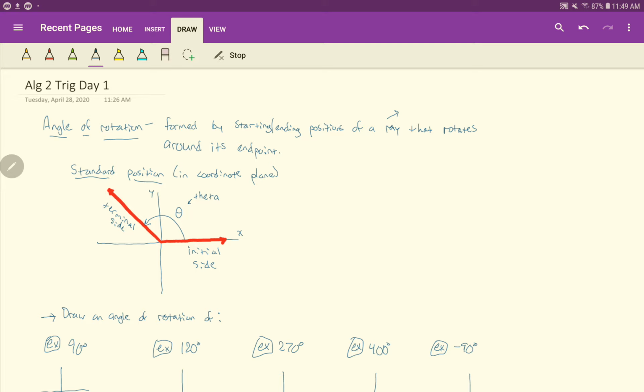It's also a little bit different from some of the stuff we've done before. So try your best here, and again, message me if you have any questions. Anyway, we're going to start real basic with trigonometry, talking about angles of rotation.